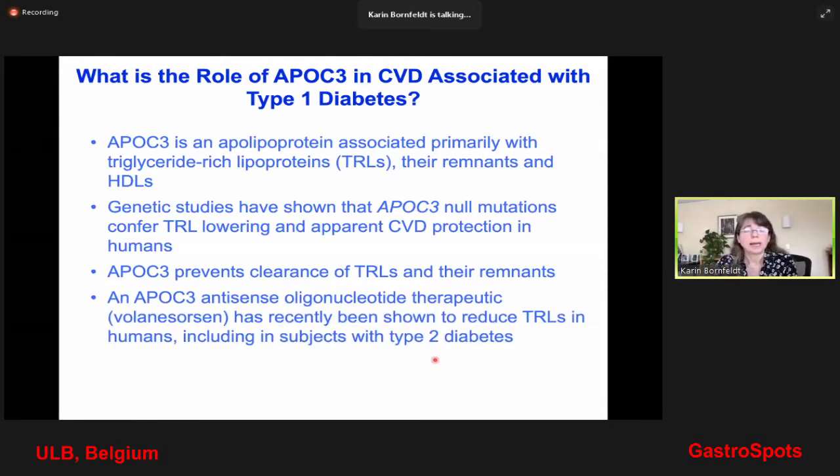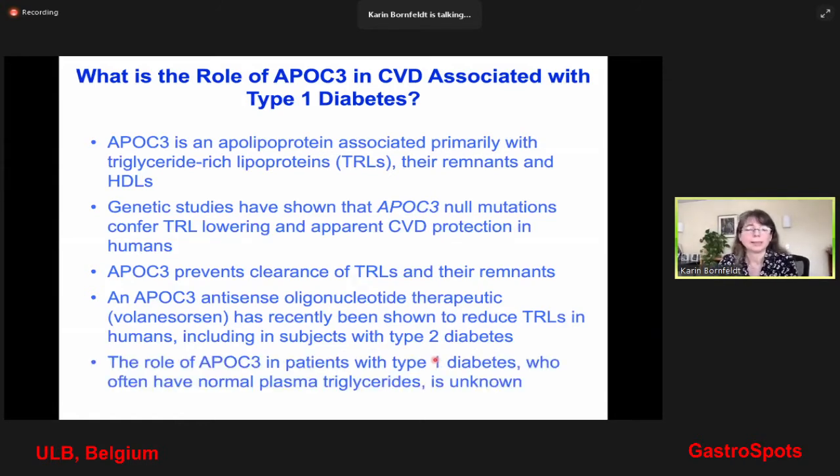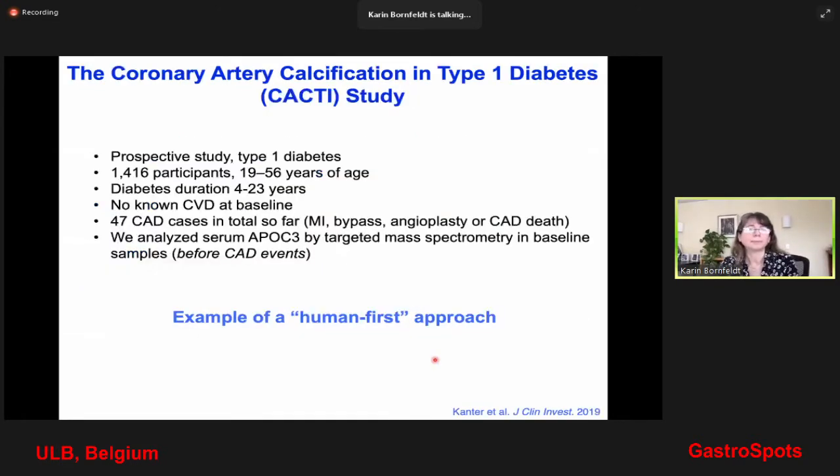An ApoC3 antisense oligonucleotide therapeutic called volanesorsen has recently been shown to reduce TRLs in humans, including in a small study in subjects with type 2 diabetes. But the role of ApoC3 in patients with type 1 diabetes, who often have normal plasma triglycerides, was unknown.